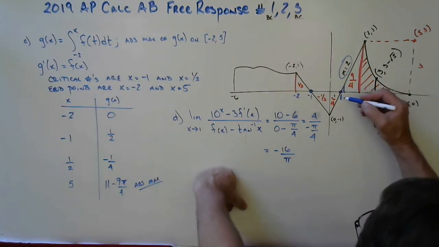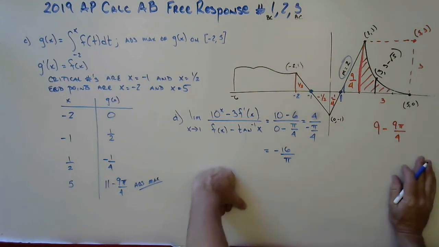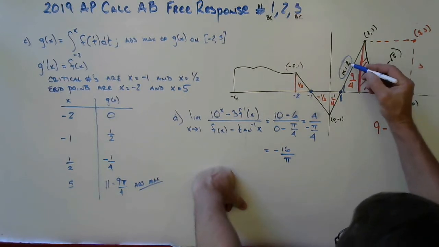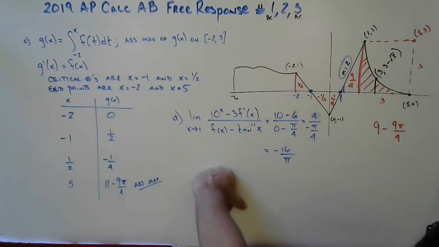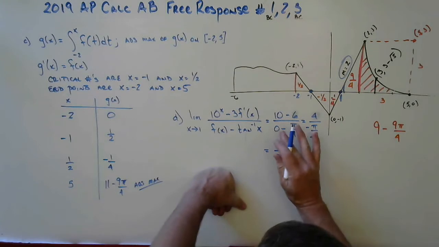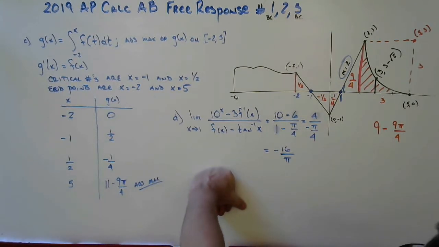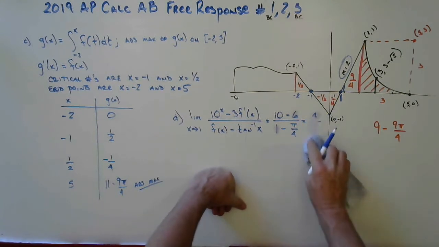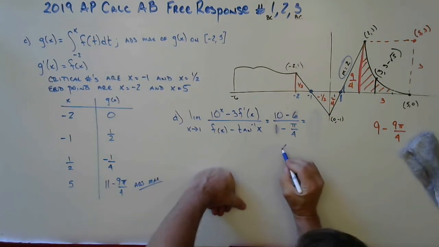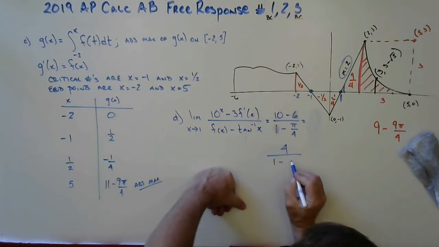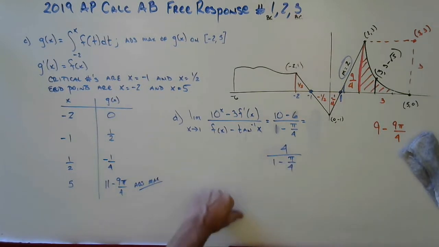Okay. Man, I'm having a bad day. F of 1 is not 0, is it? No. That line has a slope of 2. So f of 1 is 1. So this is 1. Well, it doesn't clean up nearly as nice as I thought it did. So our answer is just 4 divided by 1 minus pi over 4.